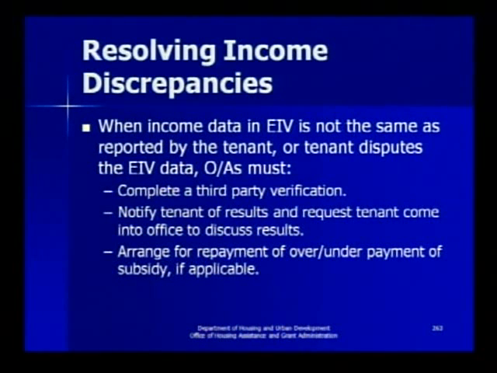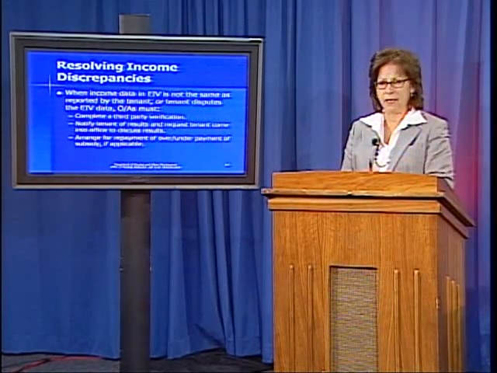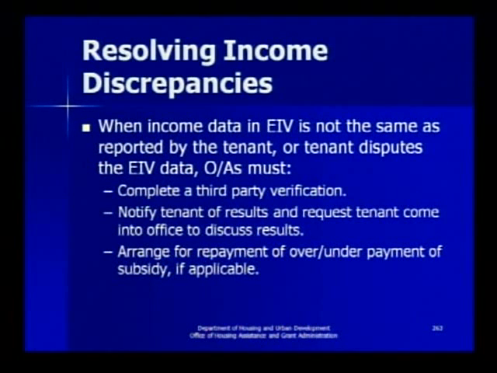When income data in the EIV is not the same as reported by the tenant, or the tenant disputes the income, this is in addition to there being an income discrepancy or not. There may not be an income discrepancy, but the tenant may come in and just say point blank, that's not my income. Anyway, this is just under a disputed situation. The OA must complete a third-party verification with the reporting employer. Once that's completed, they need to notify the tenant to come in and discuss the results of the third-party verification, and then arrange for any repayment of over- or underpayment if applicable.